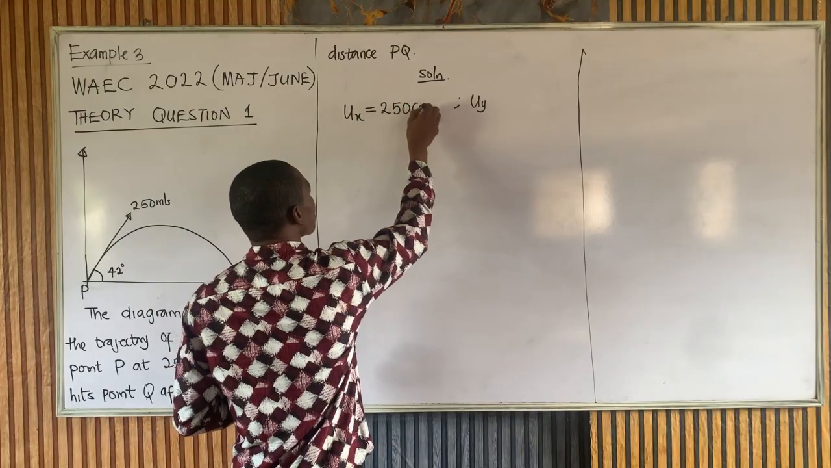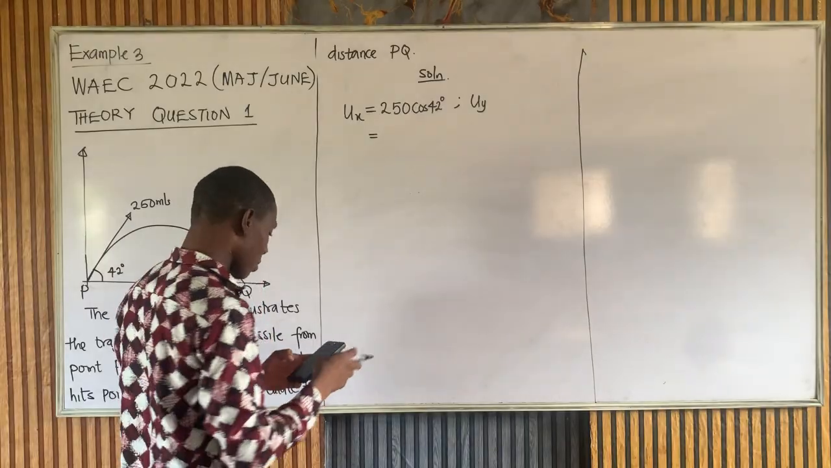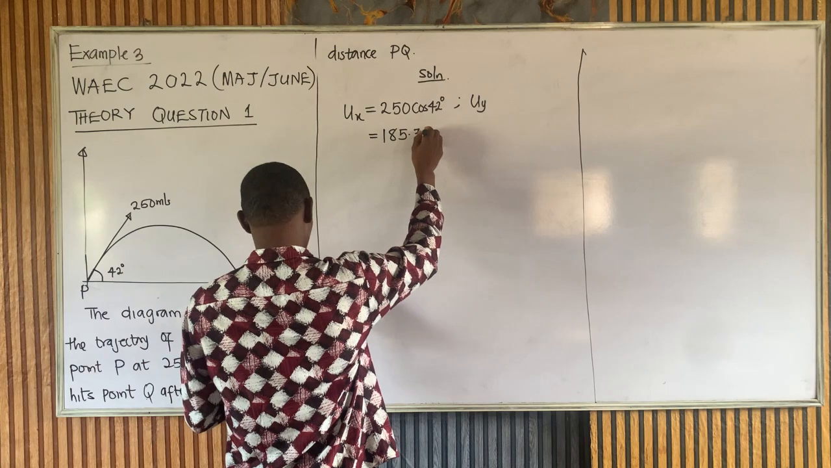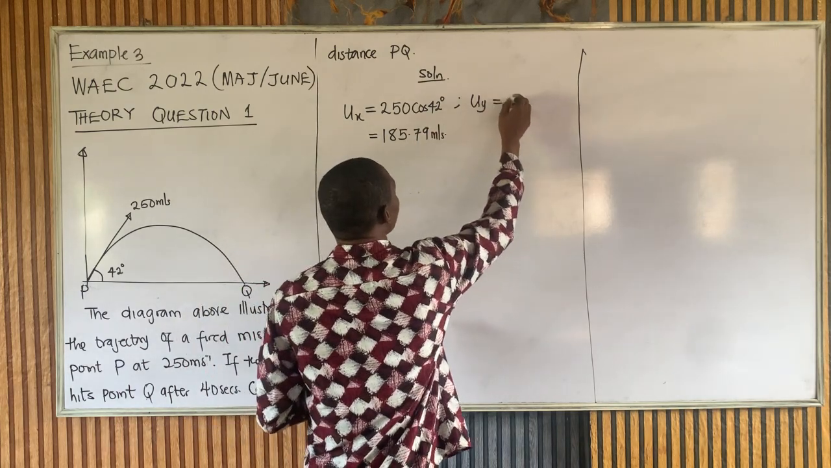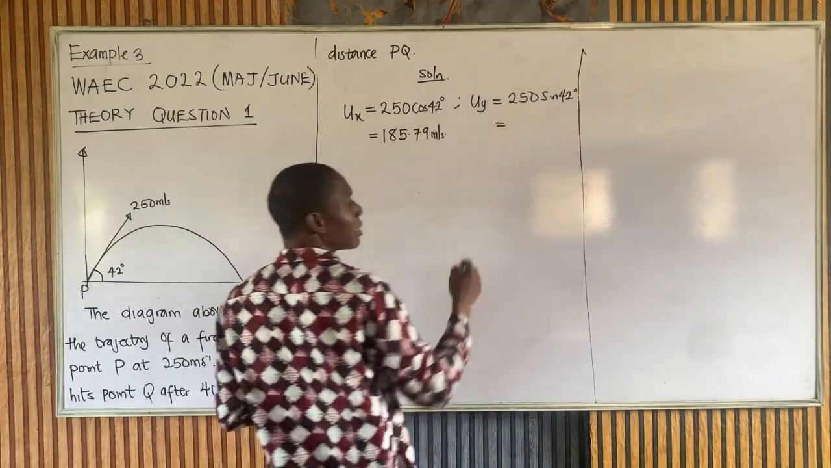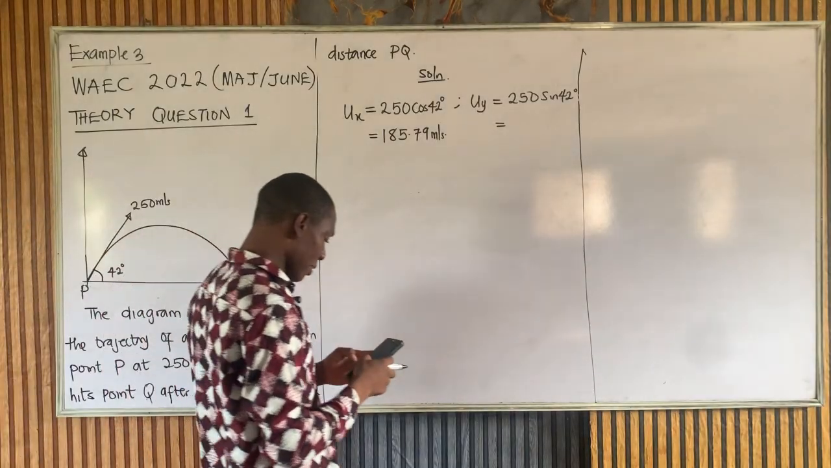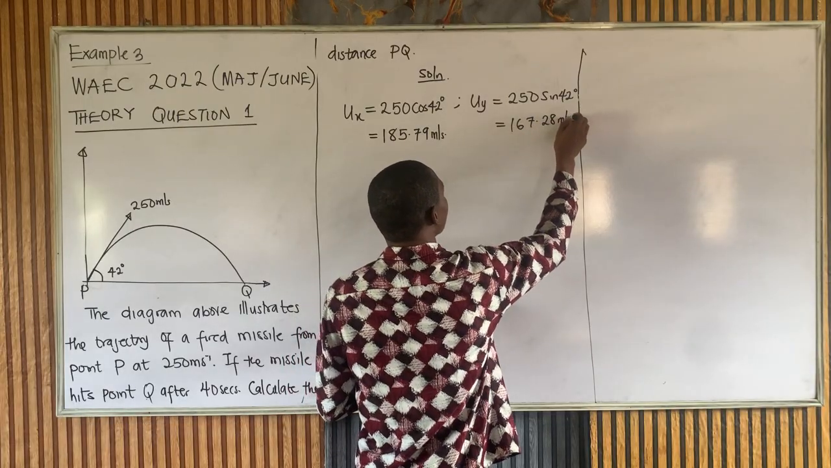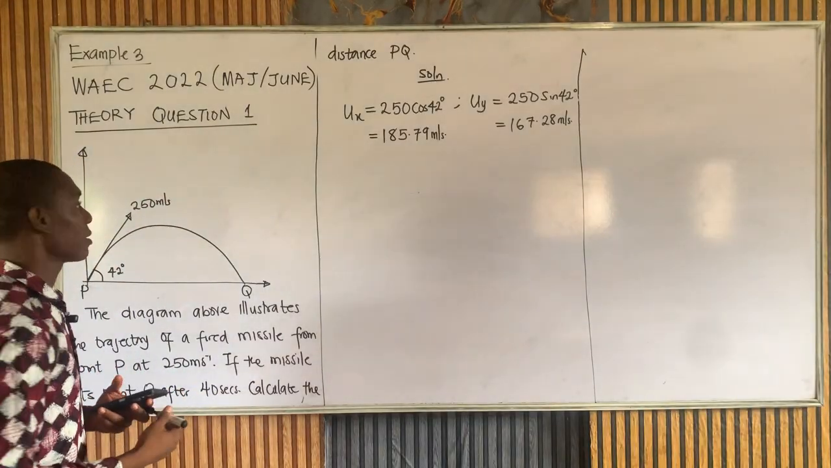So just resolving this horizontally, that will simply be 250 cos 42 degrees, and that will give us 185.79 meters per second. And you can get uy, which is 250 sine 42, although we don't need this actually. That simply means resolving this vertically. That's uy, and that will give us 167.28 meters per second. But we don't need this, and there's a reason why we don't need it.